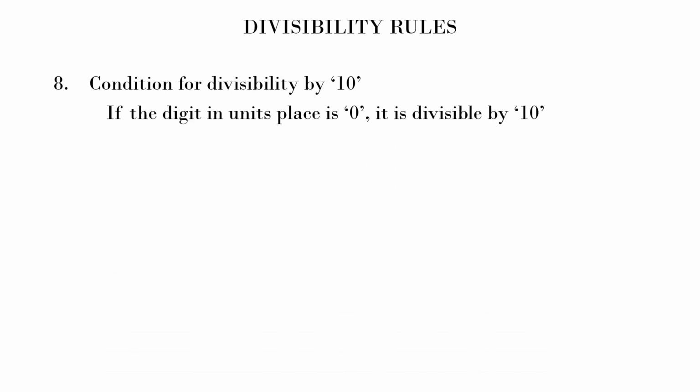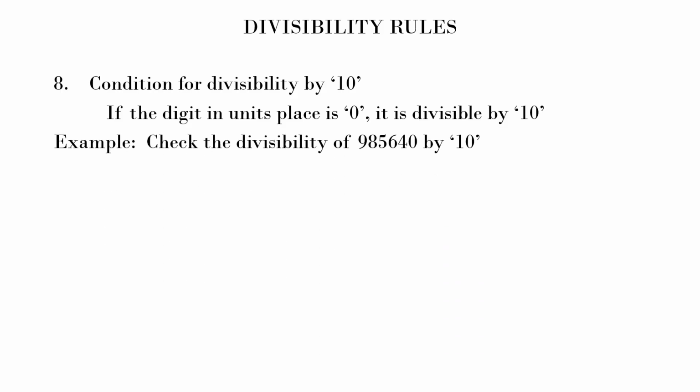Next, the divisibility condition for 10 is that a number which ends with 0 is divisible by 10, because in the 10th table we get 10, 20, 30, 40 and so on. So all these numbers, the multiples of 10, end with 0. So if the units place is 0, that number is divisible by 10, or otherwise it is not. Now if you check the divisibility of 9,85,640, it is divisible by 10 because the units place is 0.